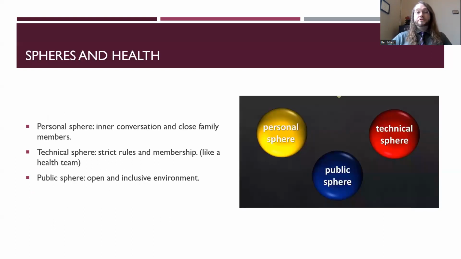It's also important for us to think about what are known as different spheres. This references communication scholar Thomas Goodnight's work in defining and explicating how some of these spheres play out in communication. We have what's known as the personal or private sphere that refers to close family members or an internal dialogue that you have with yourself. We have a technical sphere, which refers generally to very strict rules and membership. We can think about this such as a team of health professionals or medical center in which support is provided.